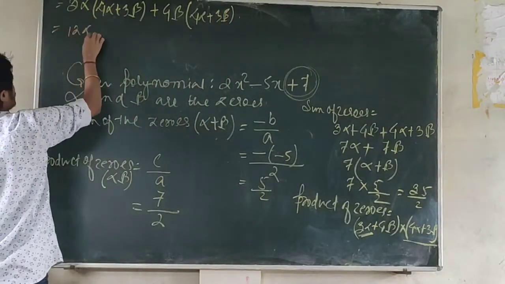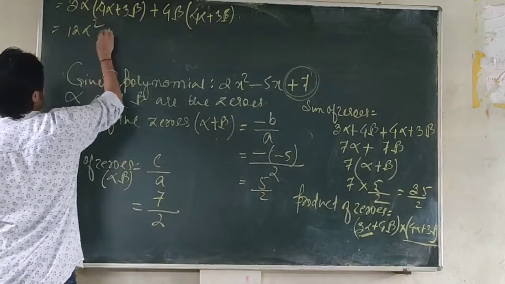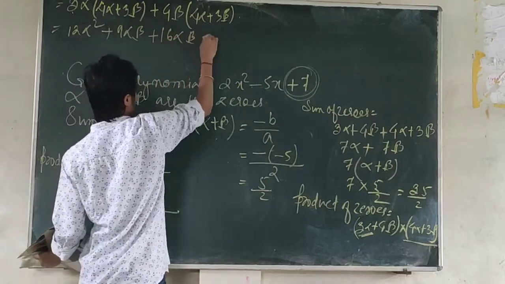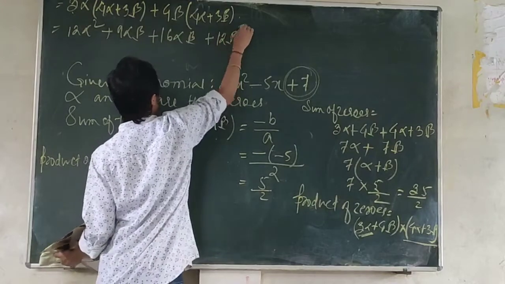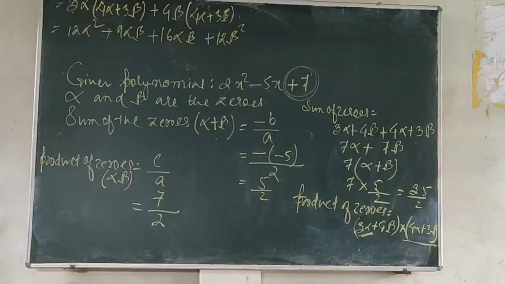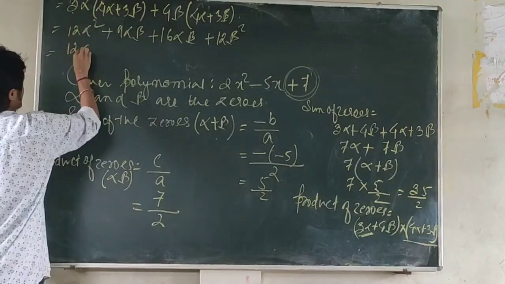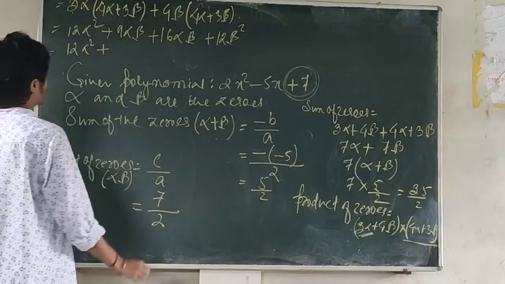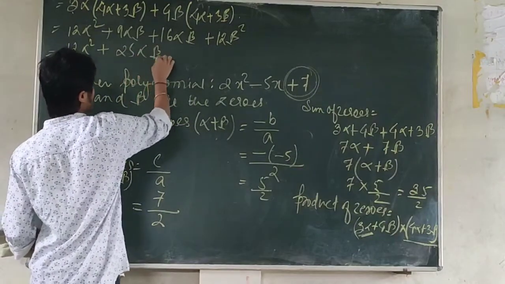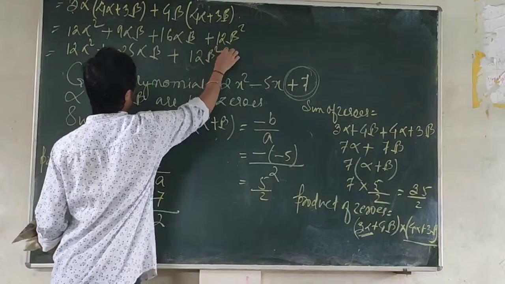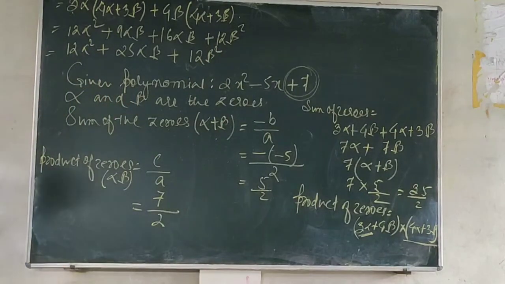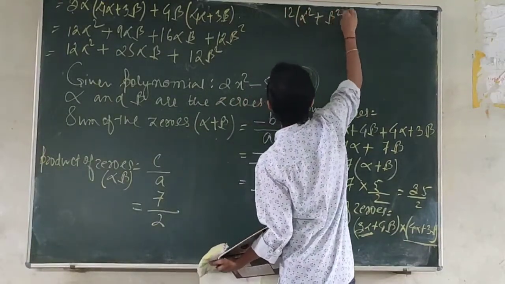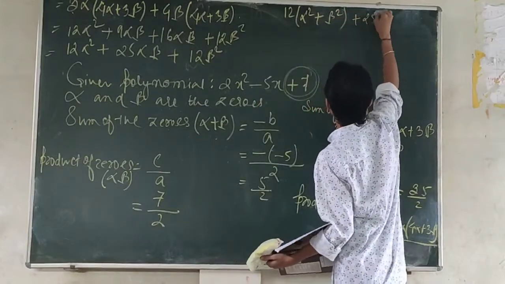3 fours are 12, α into α is α squared. Plus 3 threes are 9, αβ. Plus 4 fours are 16, αβ. Plus 4 threes are 12, β into β is β squared. Now you see, 12α squared plus 9αβ plus 16αβ, that is how much? 25αβ. Plus 12β squared. Here we have 12α squared and 12β squared, so 12 we can take common: 12(α squared plus β squared) plus 25αβ.